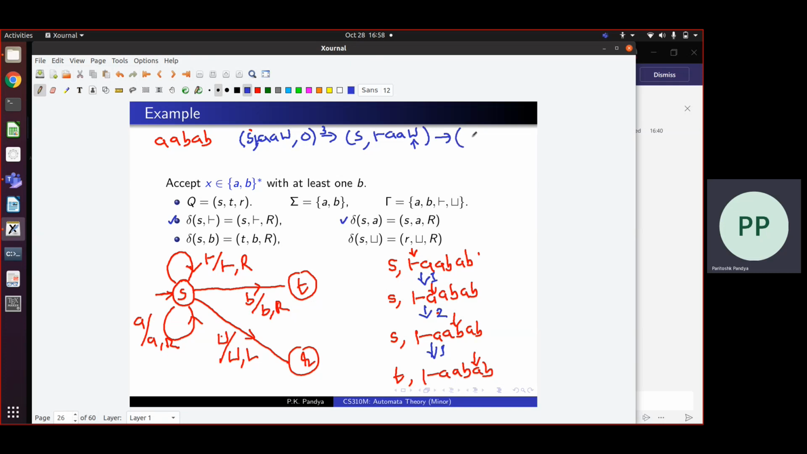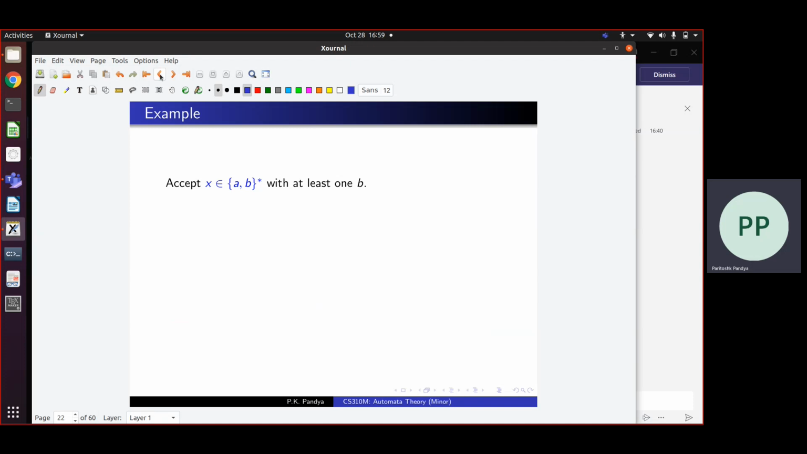And in the next step, I will go to R. The tape remains AA blank and my head will move one step to the left. So I will reach the reject state and hence I will reject this word. So this word AA, which was put on the tape and does not contain any B, will be rejected. So this simple Turing machine accepts all the words which contain at least one B and it rejects all the words which have no B in them, right? And it always terminates.